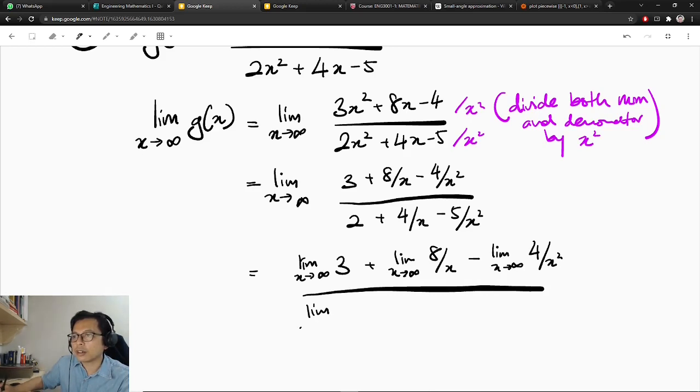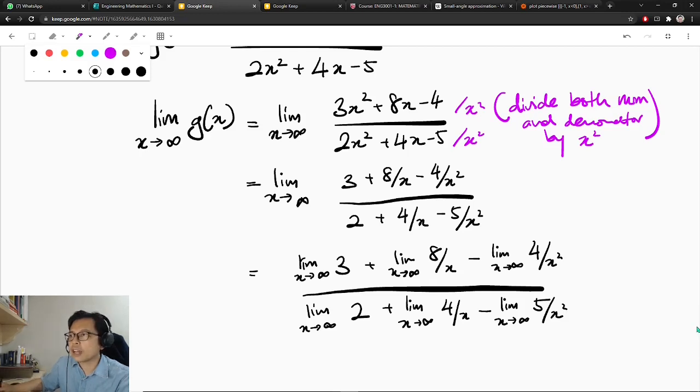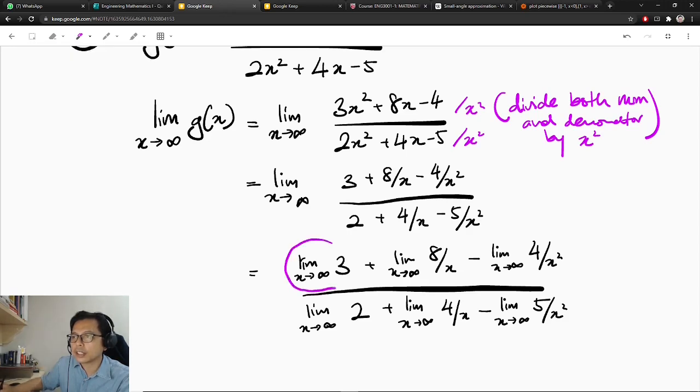So limit of x, I can do this because math is really interesting. Okay, I can do it here. I can do it like that. Now, if I've written it that way, let's look at this one here. The limit of 3 as x approaches infinity is still 3. So this is 3. All right.